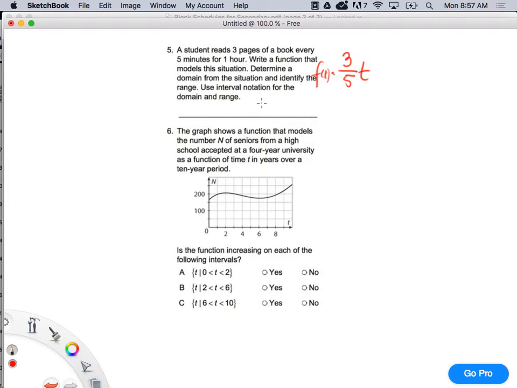So determine a domain for the situation, identify the range. The domain is obviously going to be starting at 0 and ends at 60 minutes. And the range, he starts with reading 0 pages, and then 60 divided by 5 is 12 times 3 is 36. Okay, I know I'm going super fast. Please forgive me for this. First, I'm doing the function, and then I get the domain and the range.